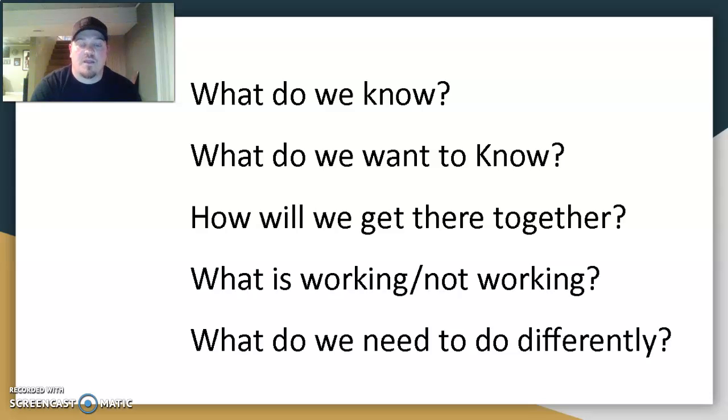So some questions that I would pose to groups is, what do we know when we start? And then we would move on to what do we want to know? What are we looking for? We would move on to how will we get there together? So what are we going to do? And then, when you get to the reflecting stage, you're talking about what's working and what's not working and what we need to do differently.